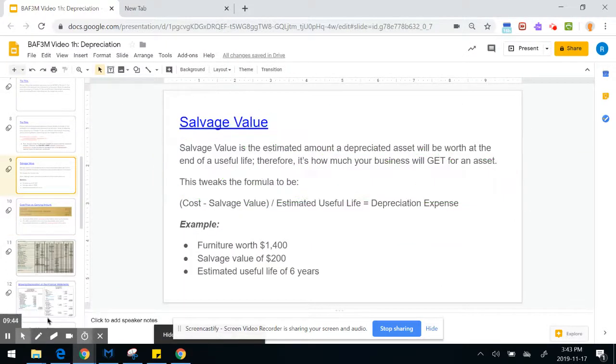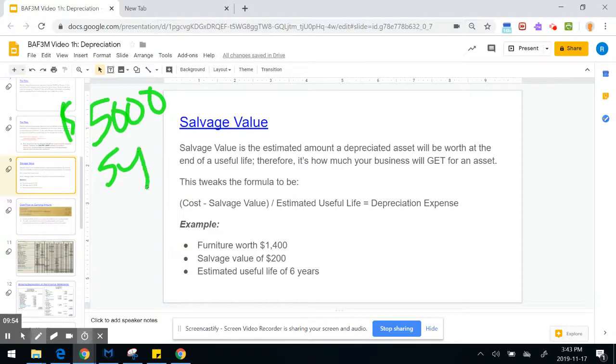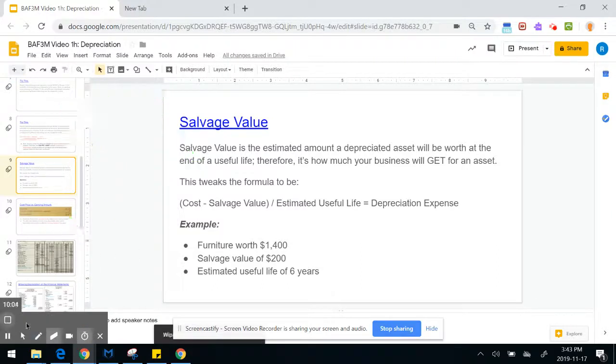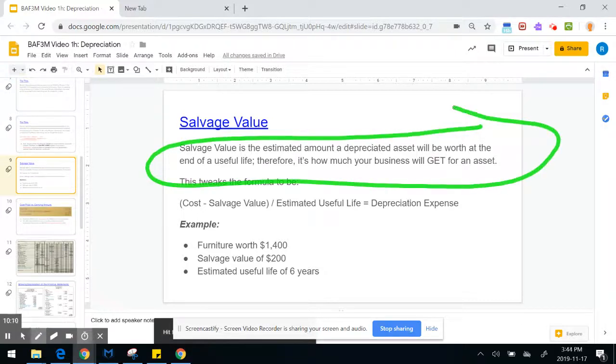Last thing I want to show you is what if it's an asset that doesn't go down to zero? So in that example I gave you at the beginning, where I said it's a car worth $5,000 with an estimated useful life of 5 years. Well, that assumes that after 5 years, that car is worth $0, right? Because it's depreciating by 1,000 a year, right? But we don't necessarily want to do that. Sometimes you're going to be given something called the salvage value. So salvage value is the estimated amount that a depreciated asset will be worth at the end of its useful life. So here's an example, okay?